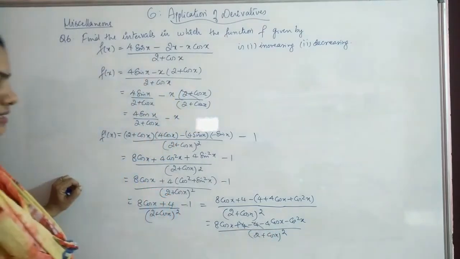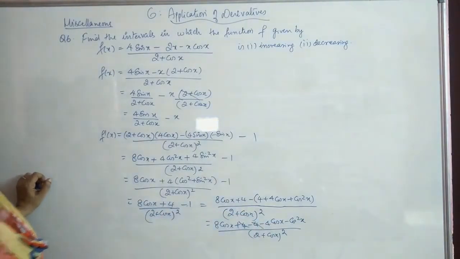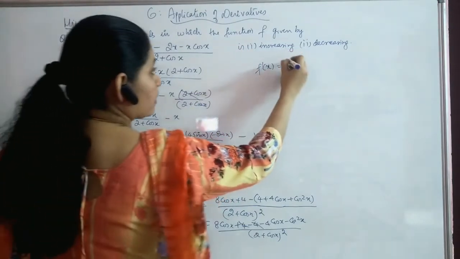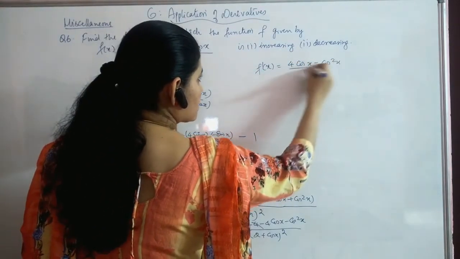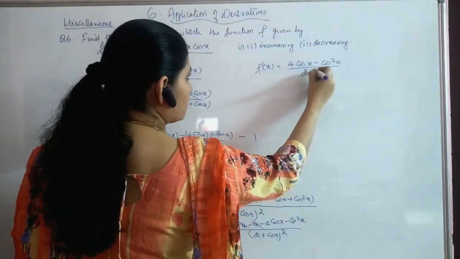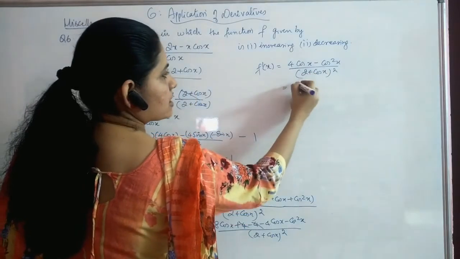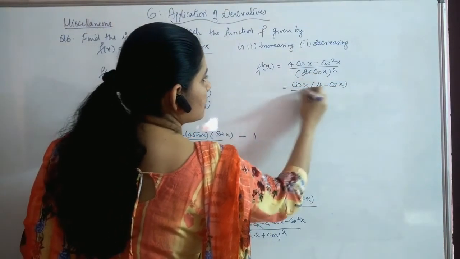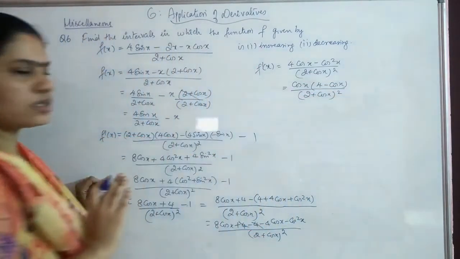So these two get cancelled. 8 cos x minus 4 cos x will be giving you 4 cos x. So f dash of x is giving you 4 cos x minus cos square x divided by 2 plus cos x the whole square. Cos x can be taken out, into, this will give you 4 minus cos x divided by 2 plus cos x the whole square. Now till this it is okay.